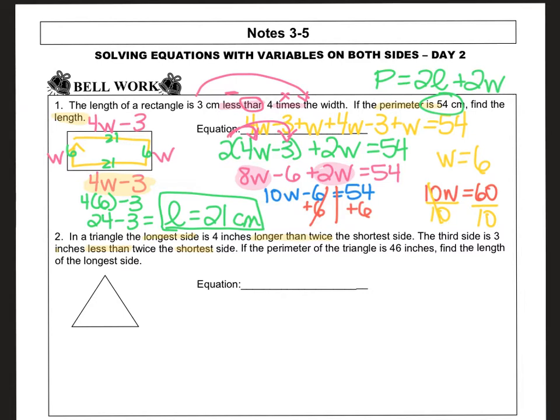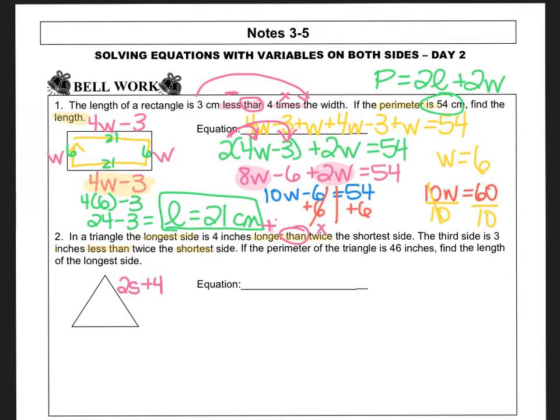Okay, so we've got the longest side is 4 inches longer, so we're going to have to add than, that's a turnaround word, twice, that means multiply by 2, the shortest side. So we'll use S for shortest side. So I'm just going to pick this one, twice the shortest side plus 4, that is my longest side.